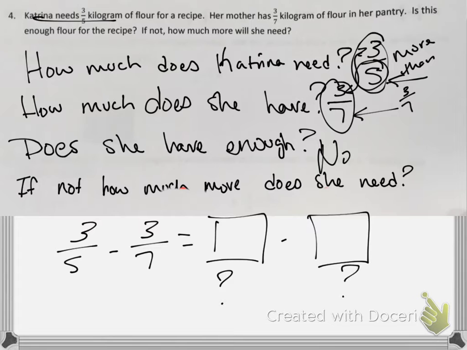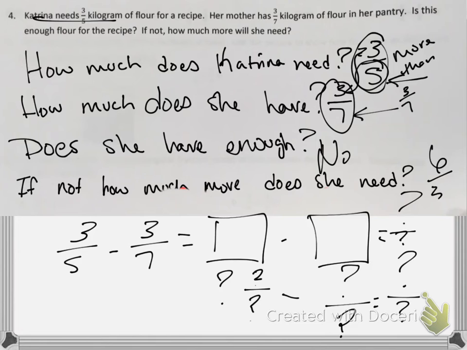So we should get numerically, what is my fraction going to end up being? So again, numbers, pictures. Of course, I'm going to give you the answer because I want you to be able to find it. You'll end up with 6/35 kilogram.